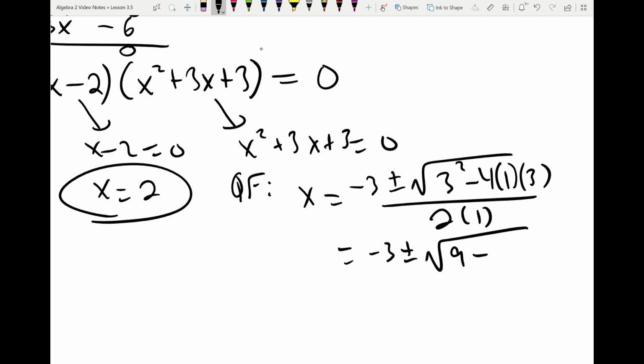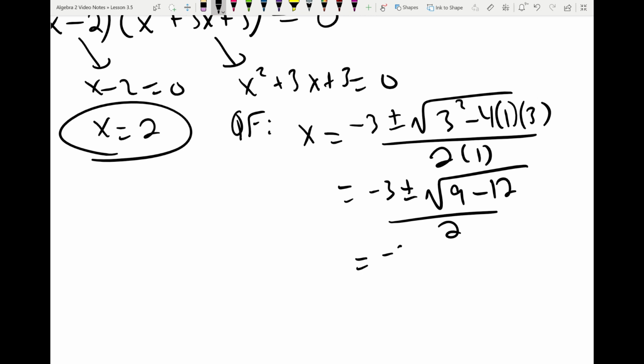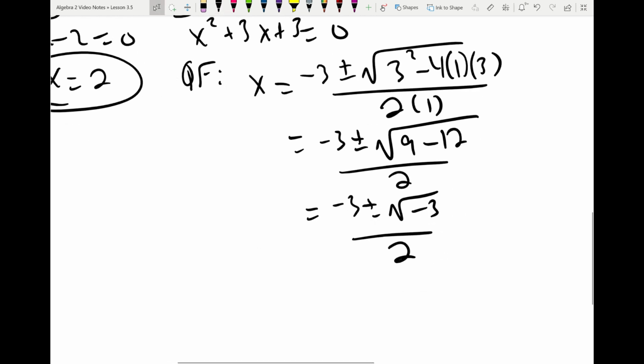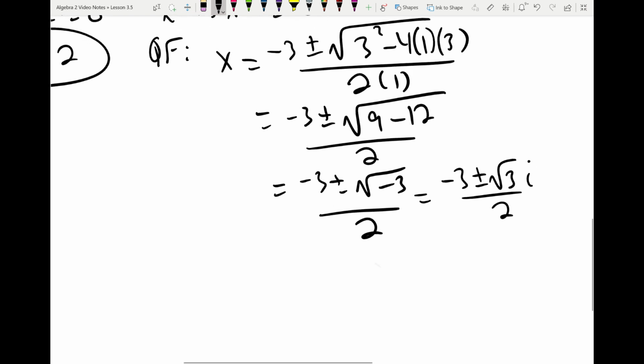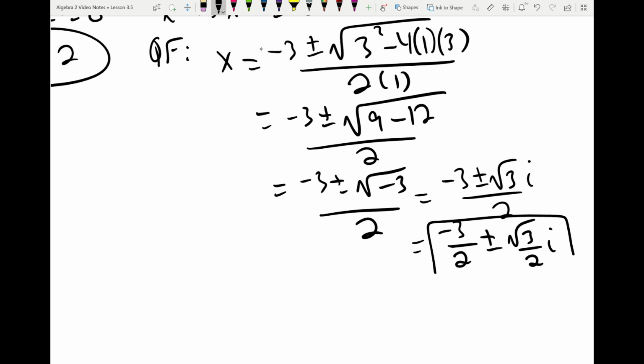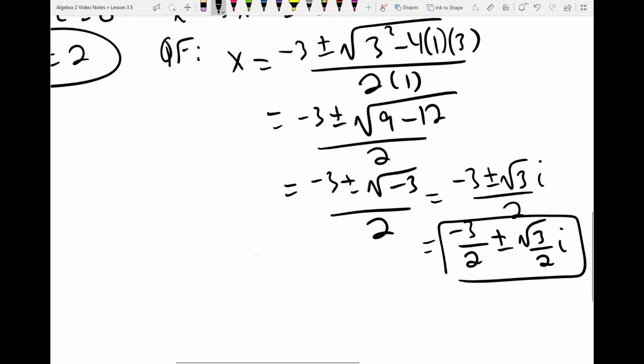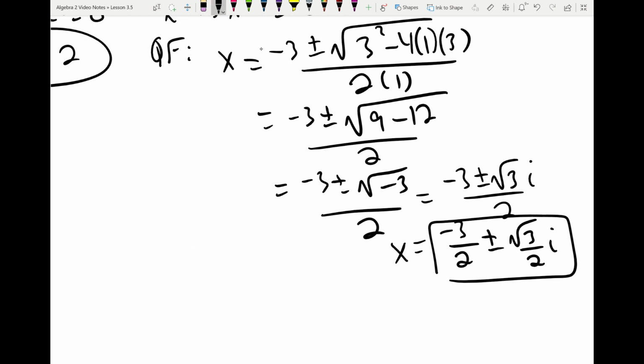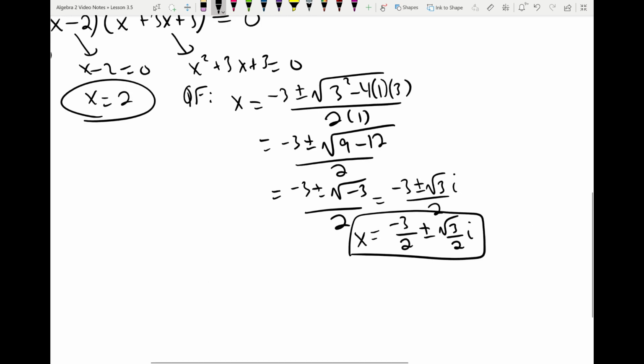3 squared is 9. 4 times 3 is 12. And it looks like I'm going to get imaginary. So this is going to be imaginary. I'm going to write this as square root of 3 times i because of that negative 3. And then I'm going to split the 2 into both fractions. And that's my other two zeros. So x is equal to that. So we have our real and complex zeros.